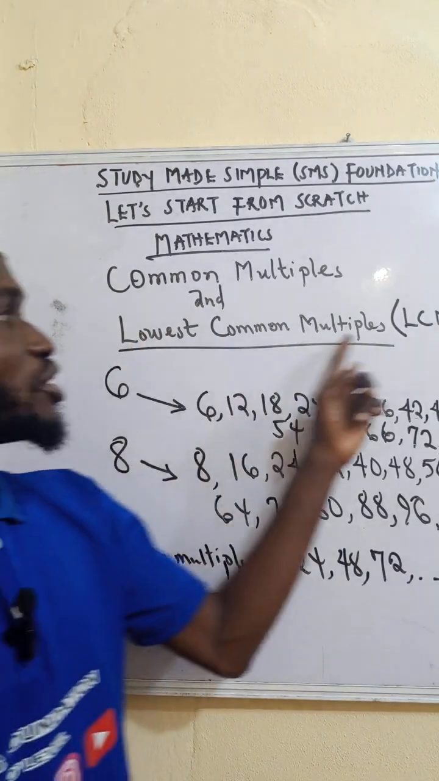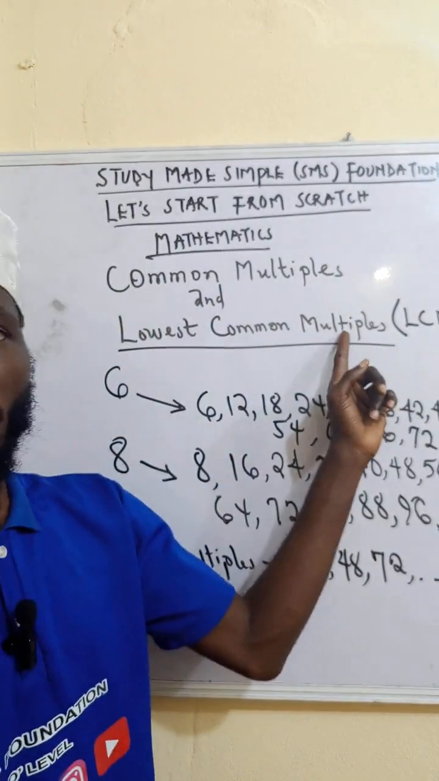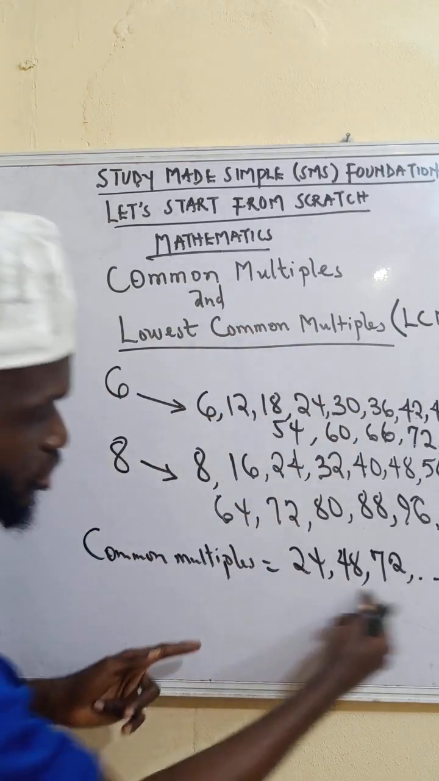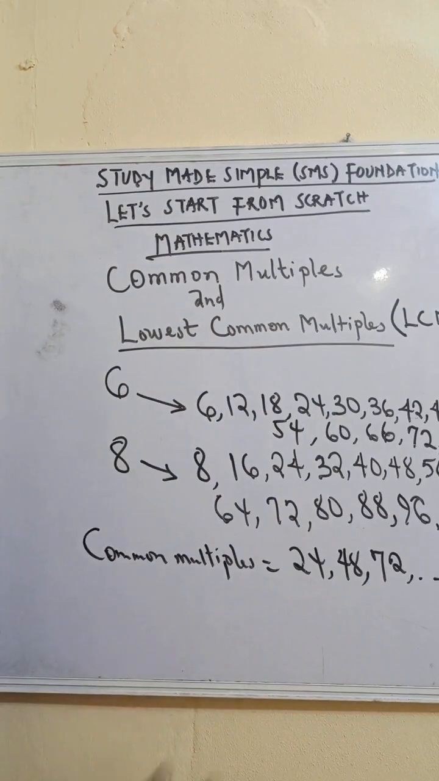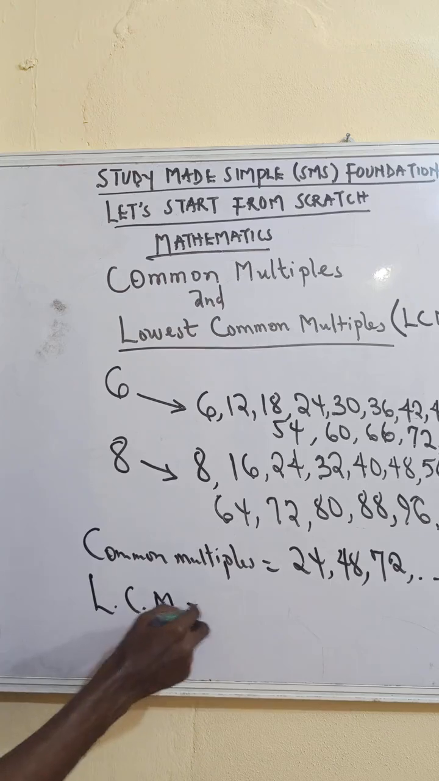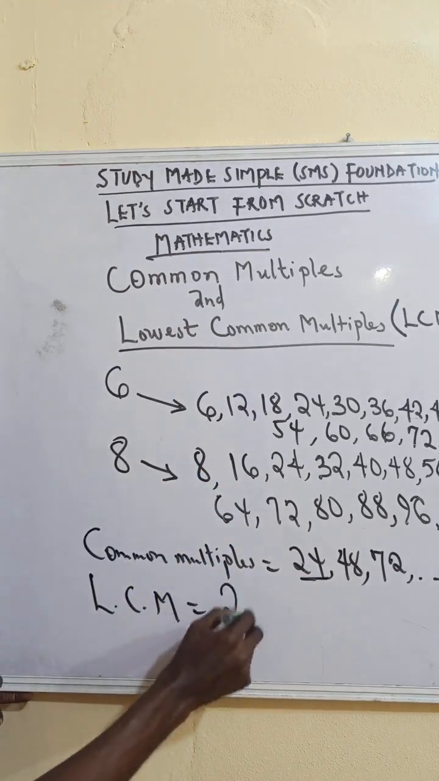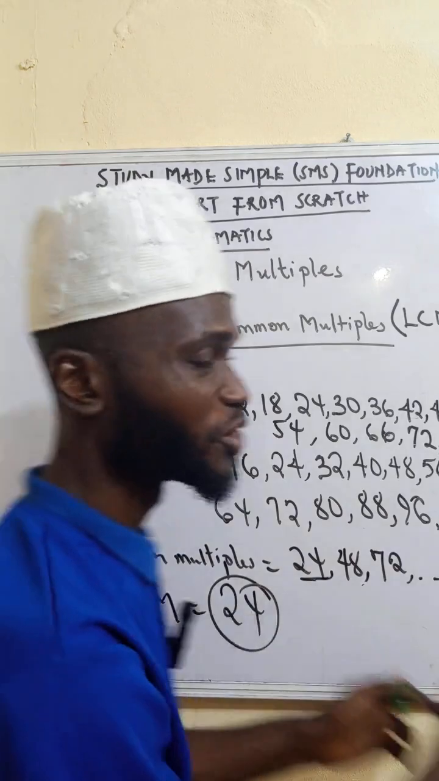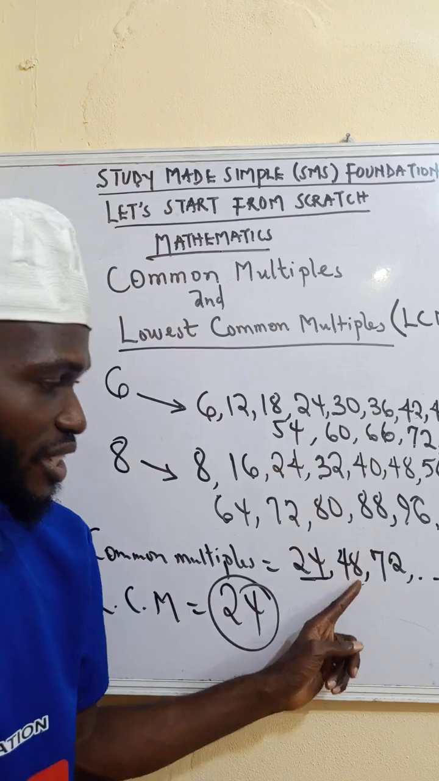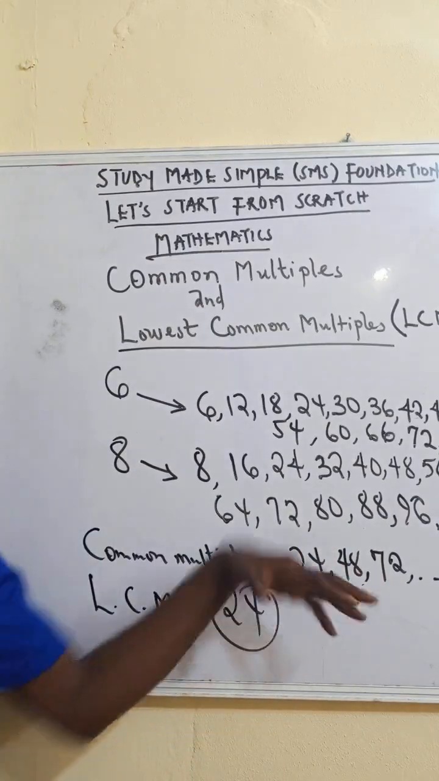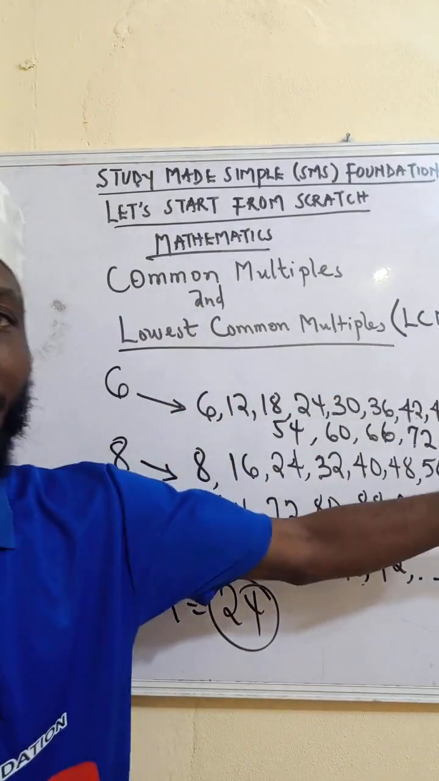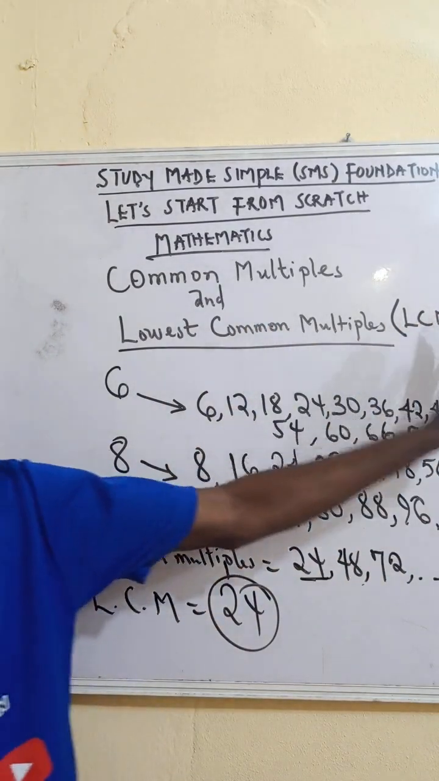Now, let's come to the concept of lowest common multiple. Out of the common multiples, what's the lowest among them? The lowest common multiple, which is LCM, is 24. 24 is the lowest of the common multiples, because the other ones are bigger than 24. 48 is bigger than 24, 72 is bigger than 24, and the other ones are bigger. So this is what the concept of LCM is all about.